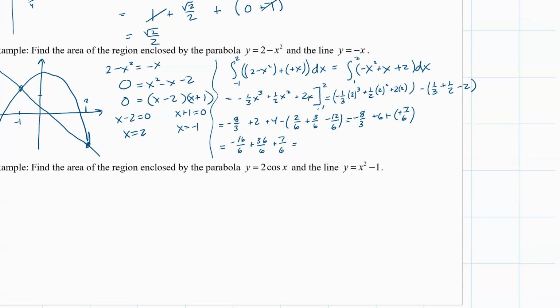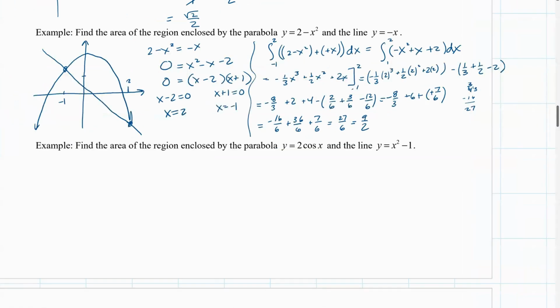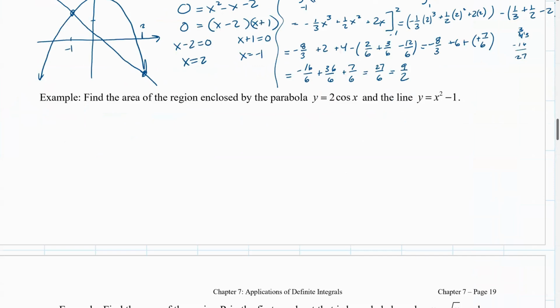All right, so I've got 43 minus 16, 13 minus 6 is 7, and then 27. So I've got 27/6, which is equal to 9/2. Whew, got there in the end. All righty, let's do another one.